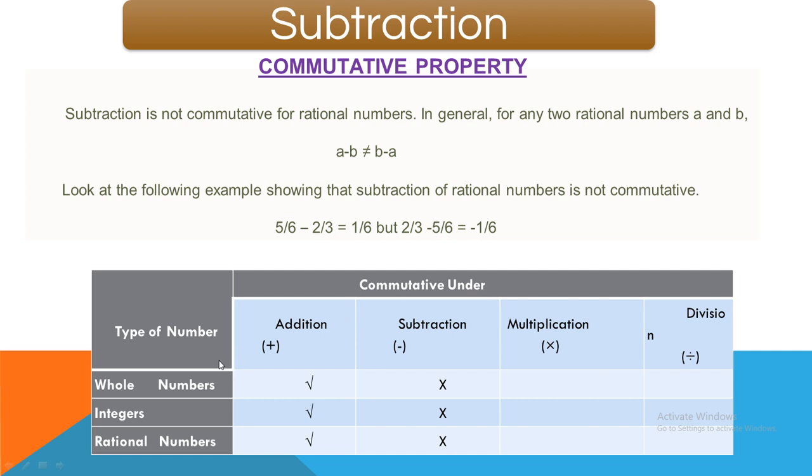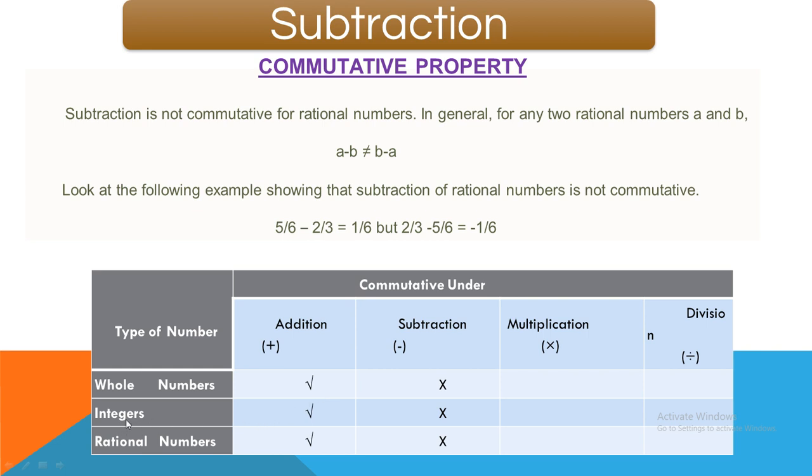So again, let's understand this commutative property with whole numbers, integers and rational numbers. As we read in whole numbers in class 6th, commutative property is satisfied for addition. Means if we change the order of addition in whole numbers, we'll get another whole number.